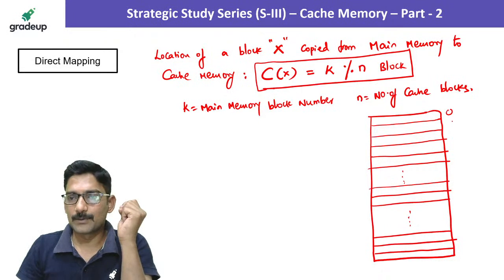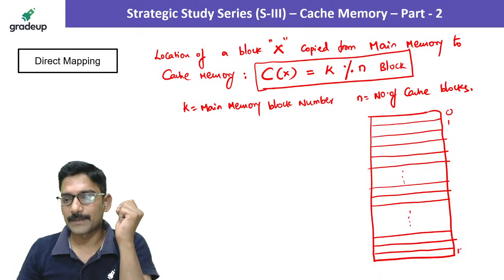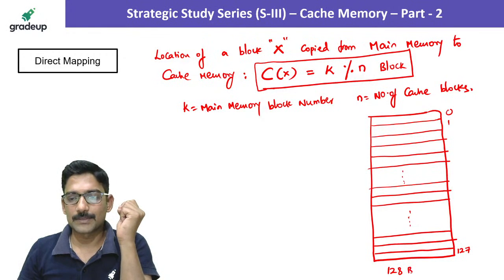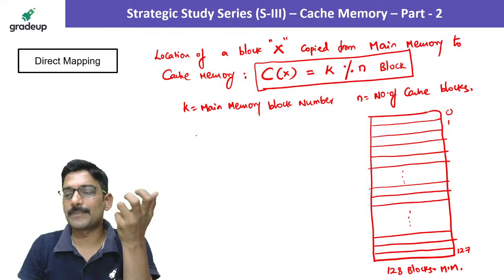Numbered from 0 to 127. Let us assume there are 128 blocks in main memory, but we know cache memory will be small.